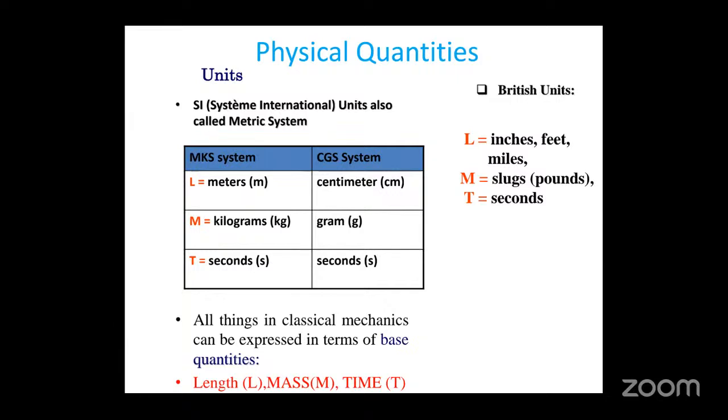So these are basically the three systems that we have: CGS, MKS, and FPS.